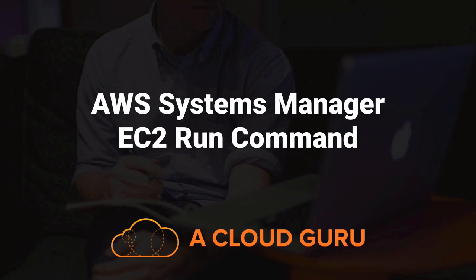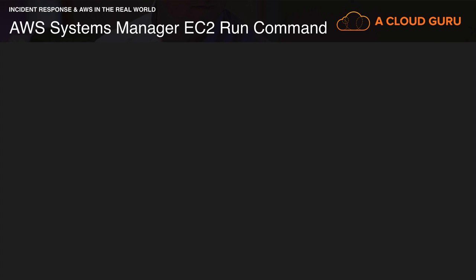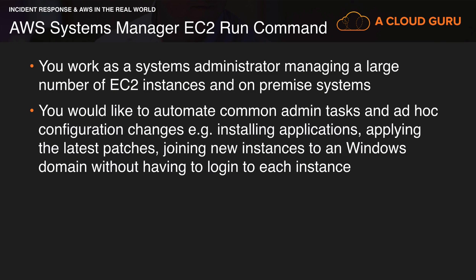The very last thing we have to cover before we go on to compliance is the AWS Systems Manager EC2 run command. We haven't covered this in any of the associate courses, so this might be completely new to you, or you might use it every day in your job. Essentially, the EC2 run command allows you to manage a large number of EC2 instances as well as on-premise systems, and it allows you to automate common admin tasks and ad hoc configuration changes.